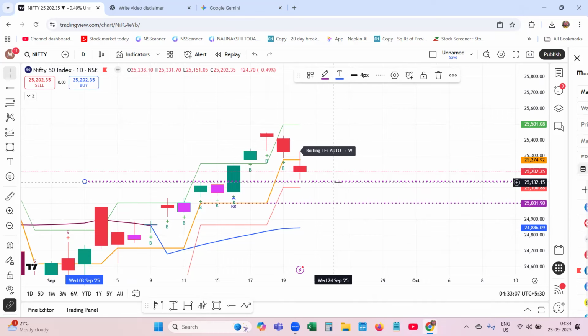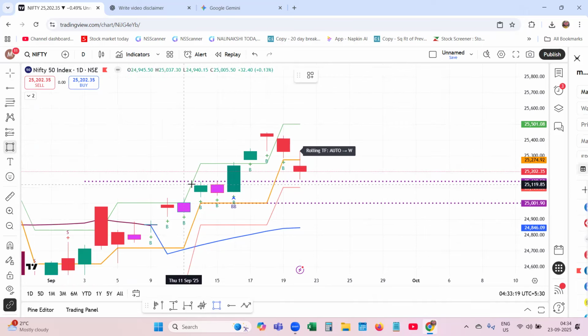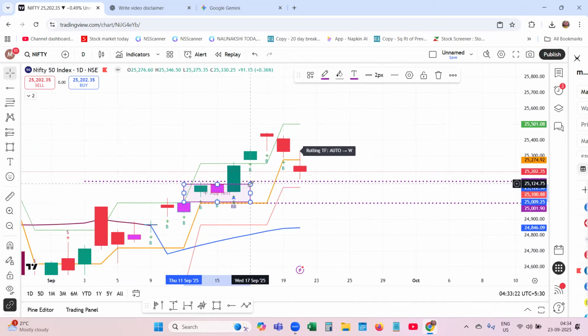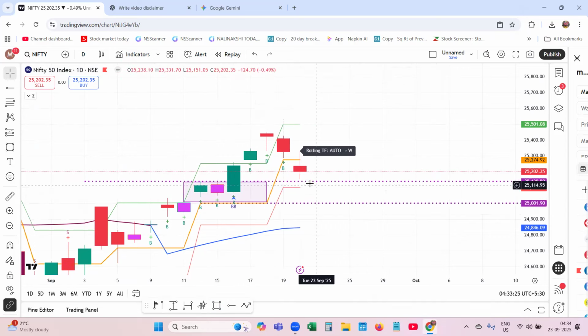25,132 is a very, very important level, because this is the level from where the big bar has come out, and it will be considered as an order block. When the price dips down to this order block and reverses, closes outside the order block, then the market, Nifty, may turn around and it may reverse. There is a possibility. Today's price action is very, very important, and you need to watch the price action.